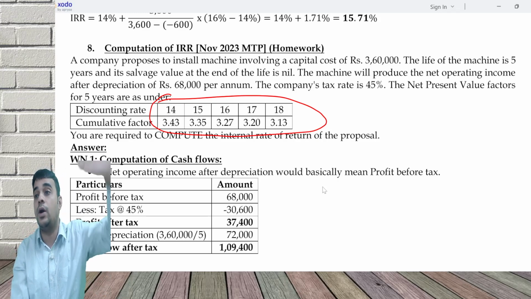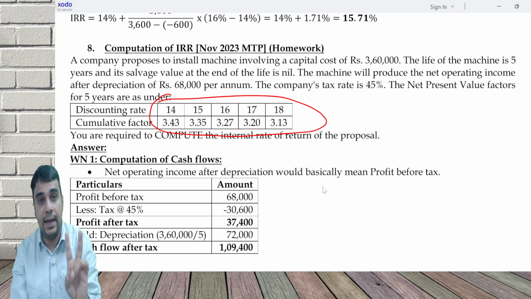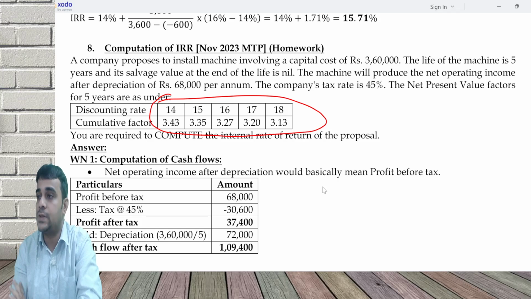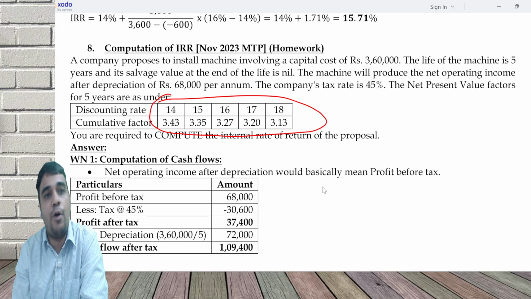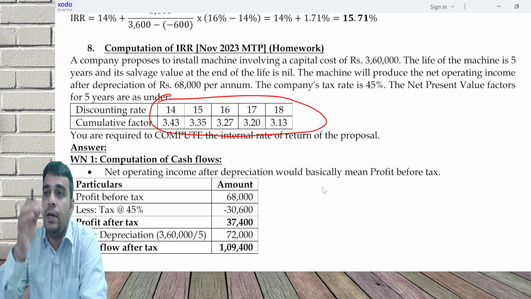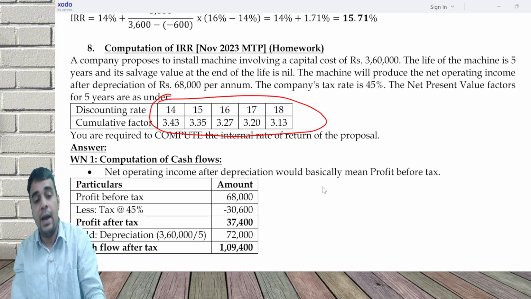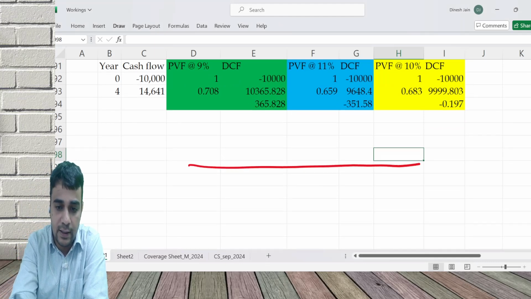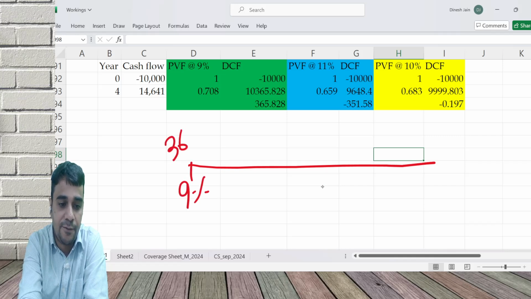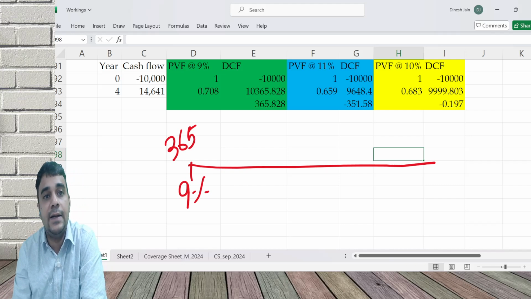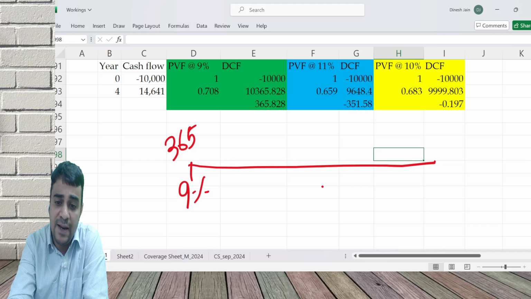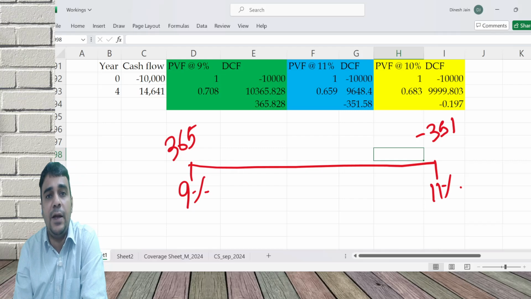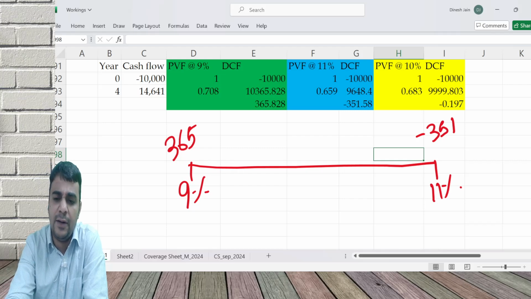But our objective is to get one positive and one negative. If you are able to get one positive and one negative, you then have to use a formula. I'll come to the formula in some time. But let's assume I get this, so I put this in a graph. At 9%, NPV is 365. At 11%, it is negative 351, or negative 352.